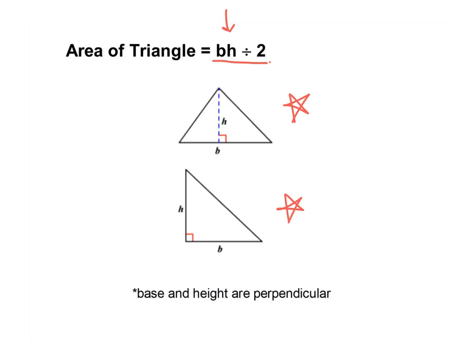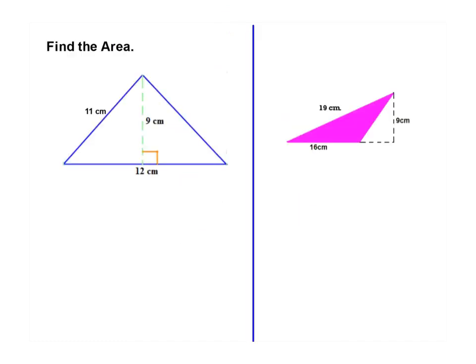This triangle is what we call a right triangle. So this side is actually already perpendicular to the base, so you don't have to draw in a special height. It's just going to be that side. Okay, base and height always have to be perpendicular. Let's try it. Here we go, find the area.